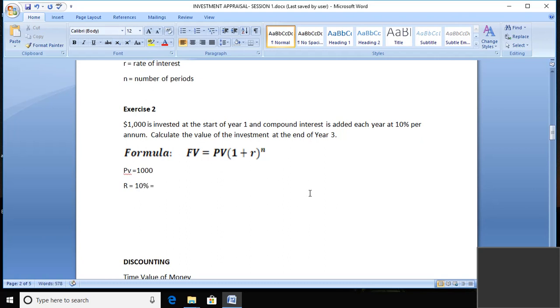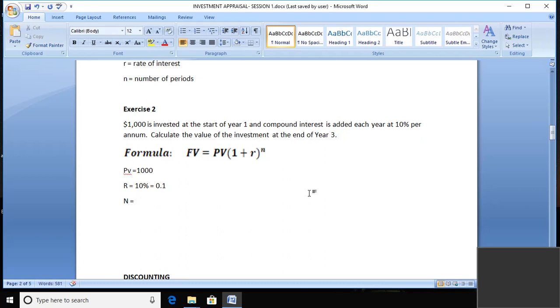And that as a ratio is 0.1, per annum. Calculate the value of an investment at the end of year 3. So we are given the period, that's our N. Now let me talk about N. N is the number of periods.